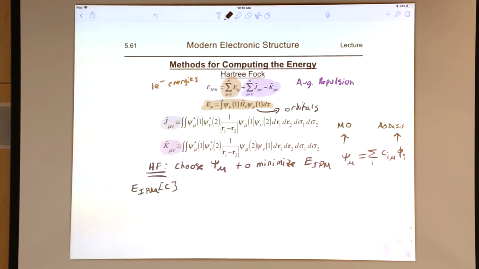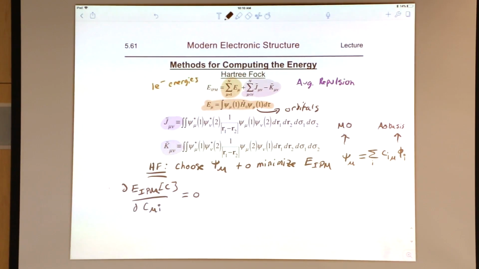And if I want to minimize that energy, I then need to look for the places where the derivatives are equal to zero. So I take the derivative of that energy, set it equal to zero. Now, as you might suspect, if I look at this expression, I have an orbital here, here, here, here, here, here, here, here, here, here. I have a lot of orbitals appearing in there.